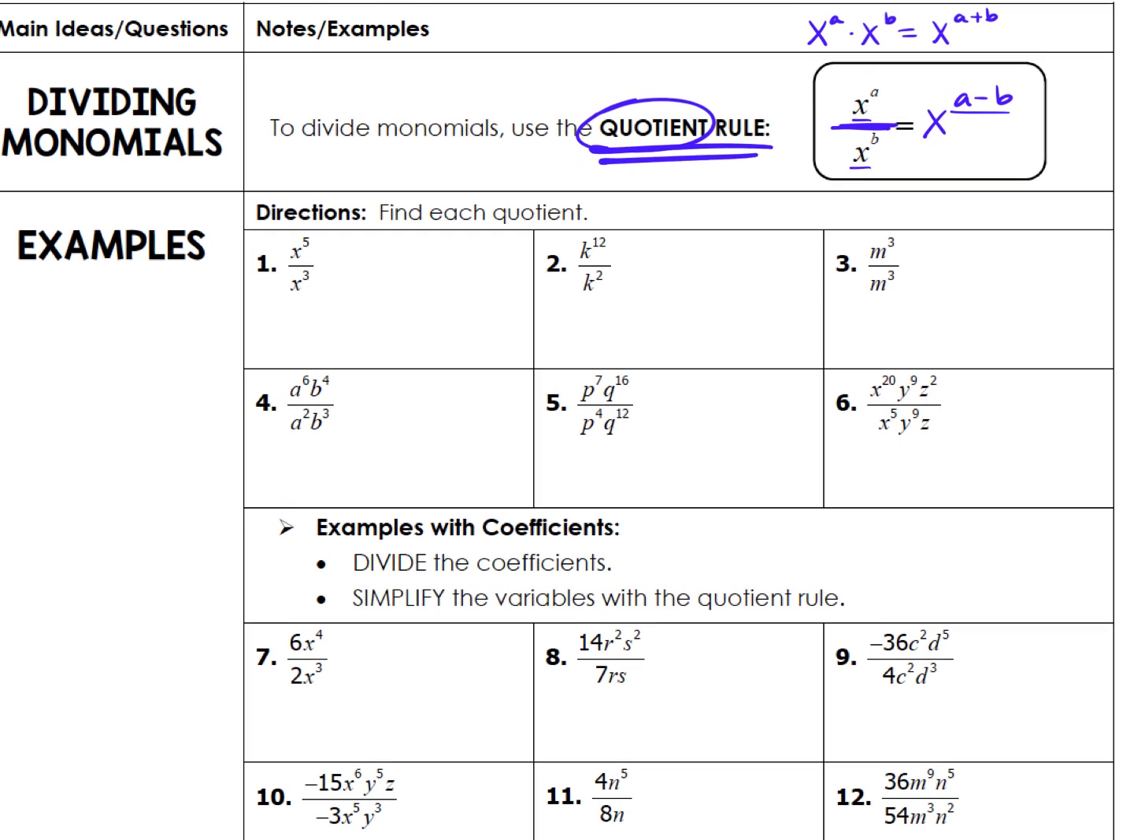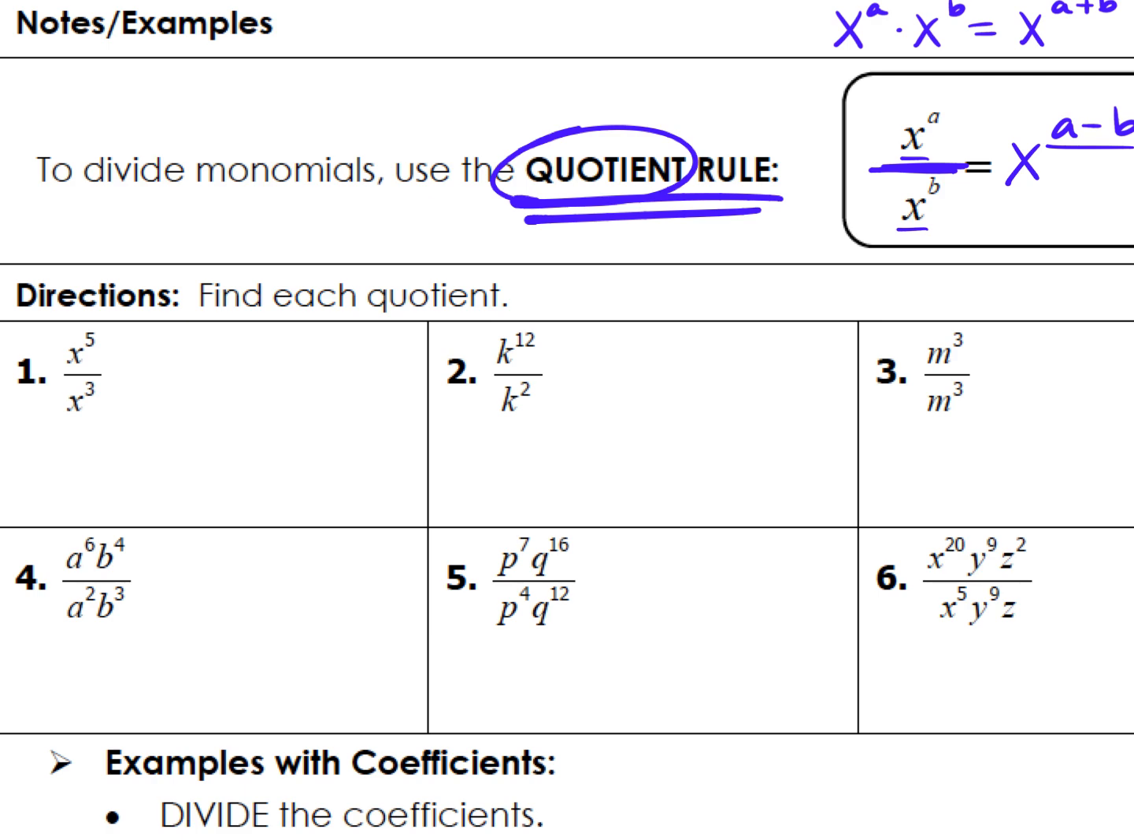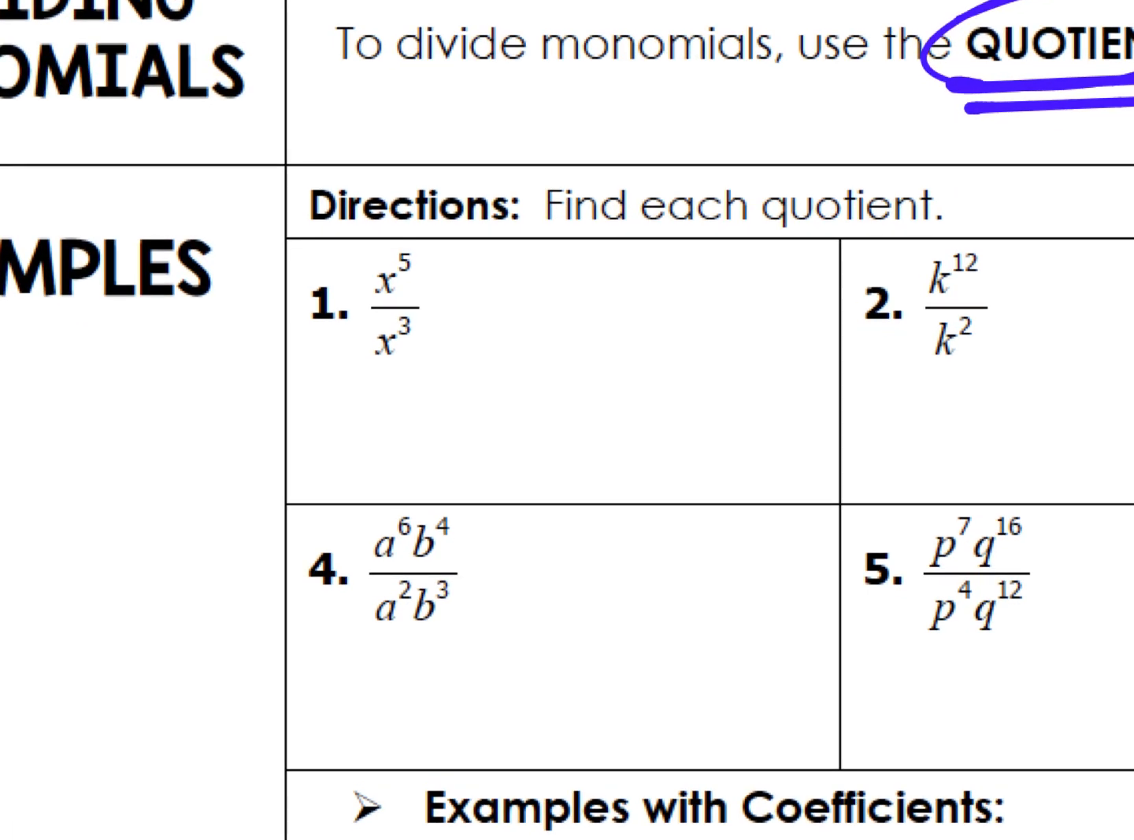All right, so if we're going to apply the quotient rule to number 1, what do you suppose this becomes? Which would be what? You're just going to subtract your exponents. So it's x to the 5 minus 3, but that can be easier written as x squared. Notice the division went away. That's the goal. We want to simplify our answer. So we get rid of the bar and we just subtract our exponents.